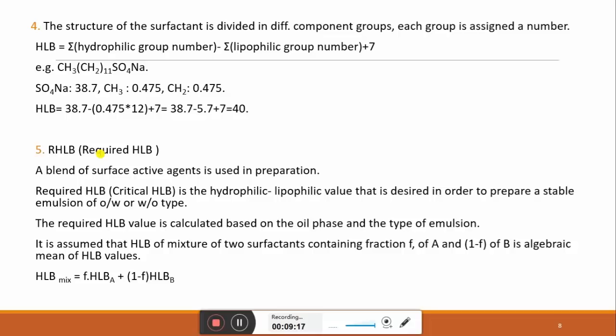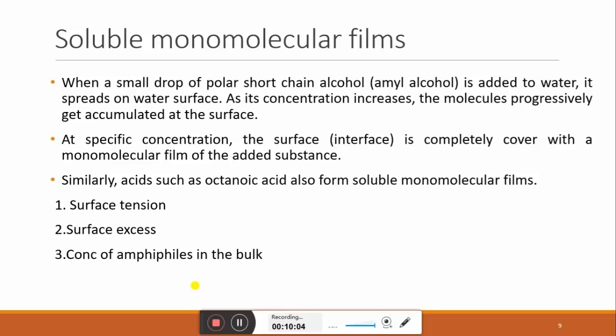Every lipophilic group in an emulsion has some designated required HLB value. For example, beeswax has a required HLB of 9, and lanolin has a required HLB of 12. So depending upon the required HLB of the lipophilic groups and their proportion in the emulsion, we have to use a surface active agent with that specific HLB. So required HLB is equal to fraction of HLB A plus (1 minus fraction) of HLB B to make the emulsion stable in nature. Next is soluble monomolecular film.